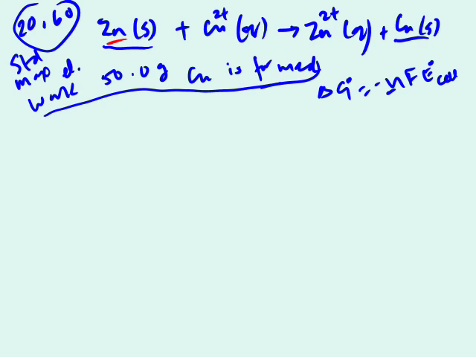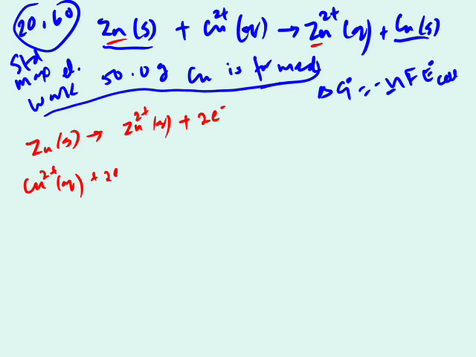This would be quite simple. Zinc and zinc, you have zinc on both sides. So you have zinc solid changing to zinc 2 plus aqueous, and I must have 2 moles of electrons to balance it. So that half cell balancing is done. The other half cell will be copper 2 plus aqueous plus 2 moles of electrons, giving copper solid.